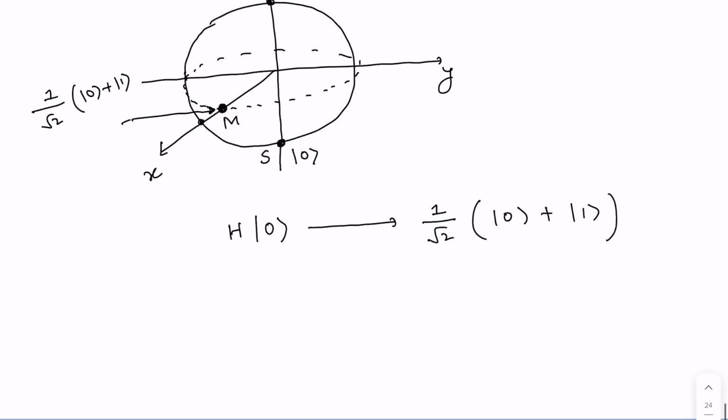So this is what I mean by qubit operation. That's how gates are used to do qubit operations. When I say that a qubit operation or quantum gate operation takes your qubit state from one point on the Bloch sphere to another, for example in this case the state is taken from the point S to the point M on the Bloch sphere, I hope you get the idea.